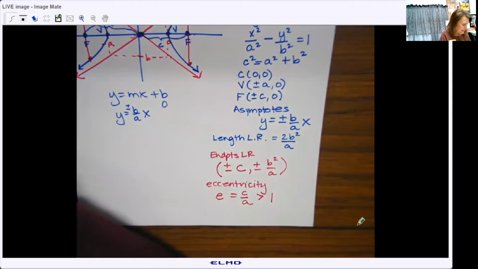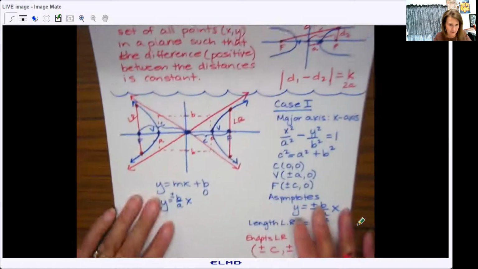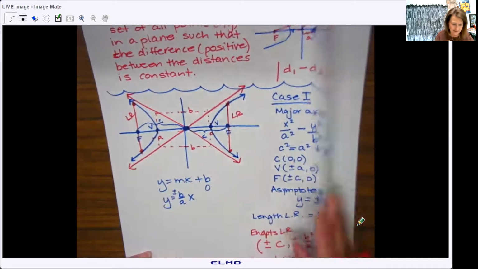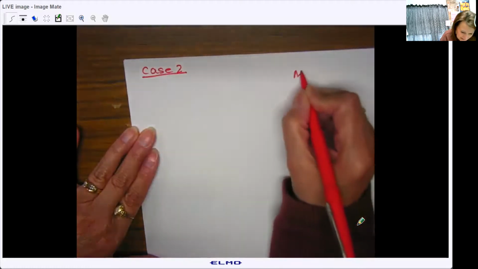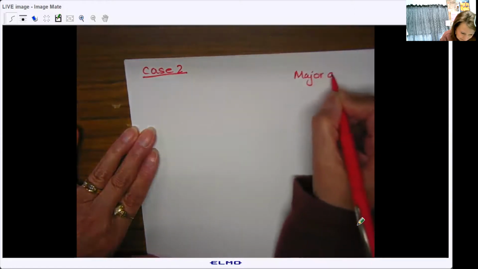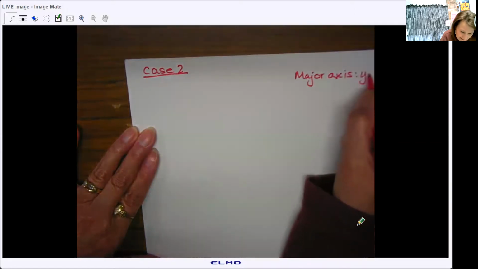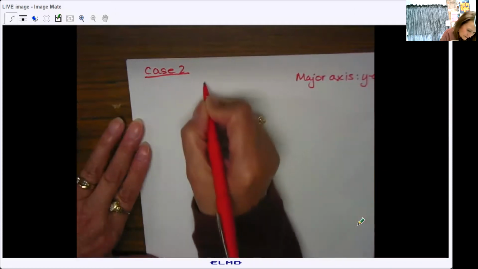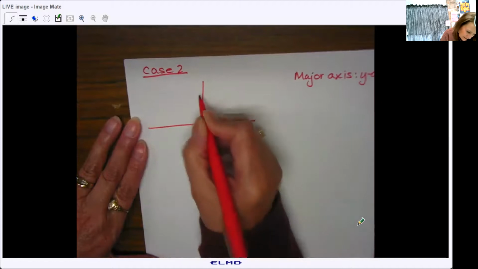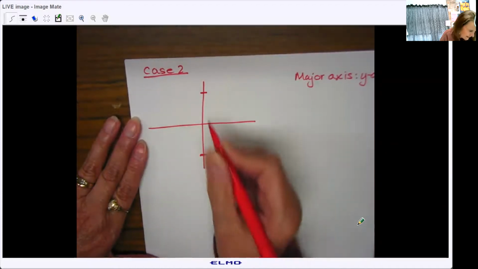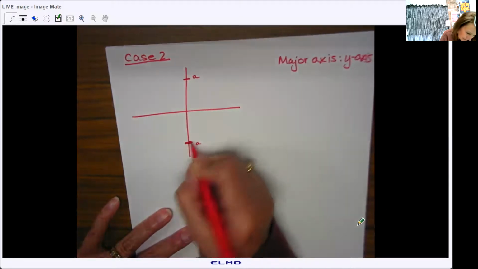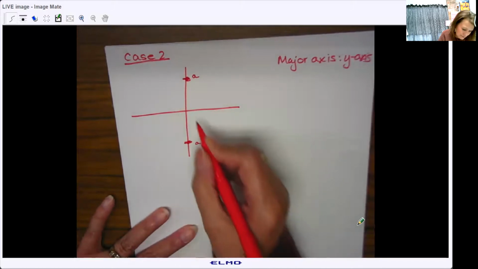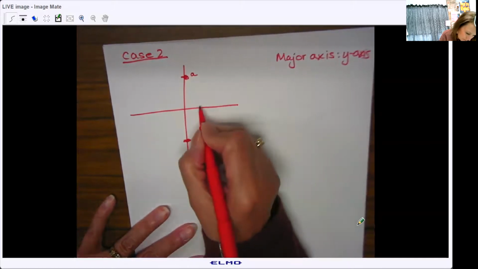Okay. Let's look at case 2. That's case 1, the major axis is the x-axis. Let's look at case 2. In this case, the major axis is the y-axis. So let's picture this. Okay, let's see. You can go up and down. We'll go up and down a, and those will be our vertices. And then we'll go left and right b. It doesn't matter where it is. We'll just say b is right there.